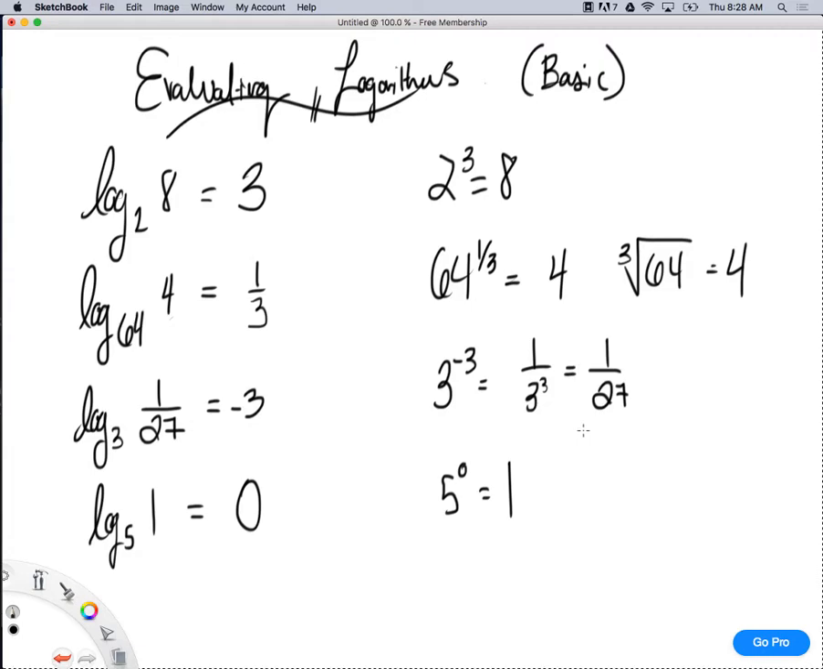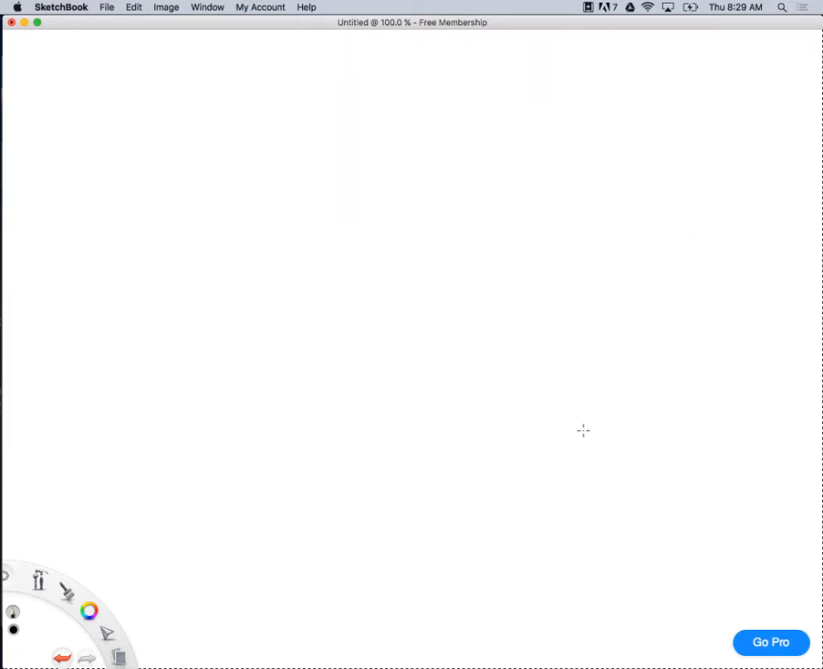When you're looking at the log of a 1 over a number, the reciprocal of a number, then it's negative. You see the difference? Here, the fraction is on the outside. Here, the fraction is where you're taking the log of. And the last one is just log of 1, which is 0.